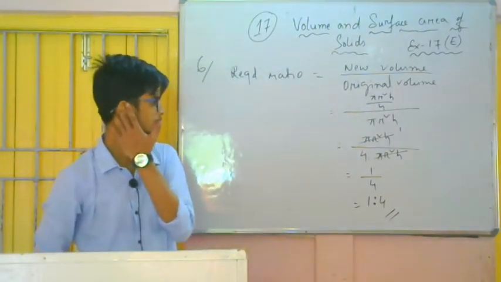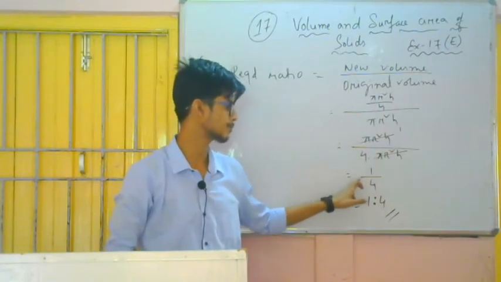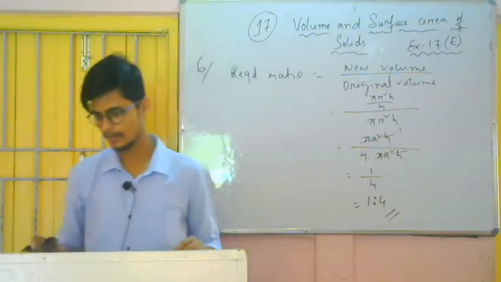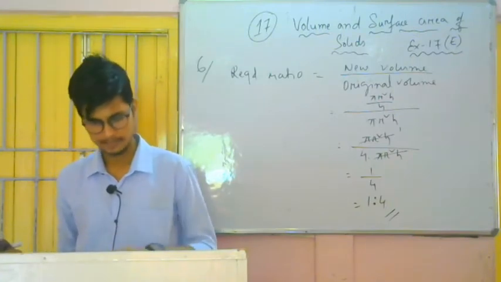4 into this one, okay. So this part cancels, here left 1, there left 4, so 1 by 4, that means the required ratio is 1:4. Okay, now question number 7.